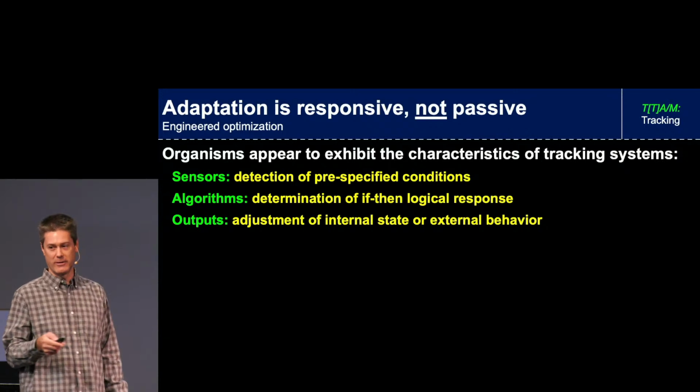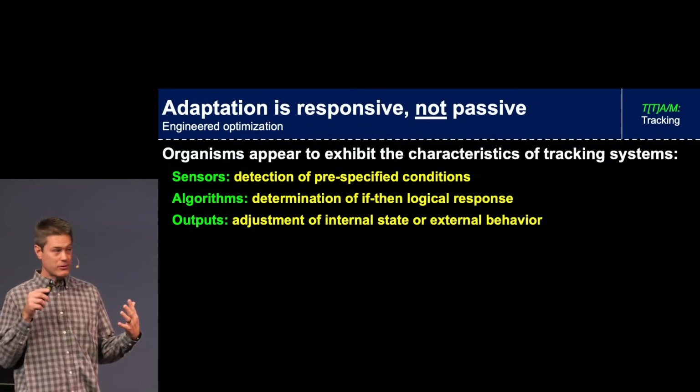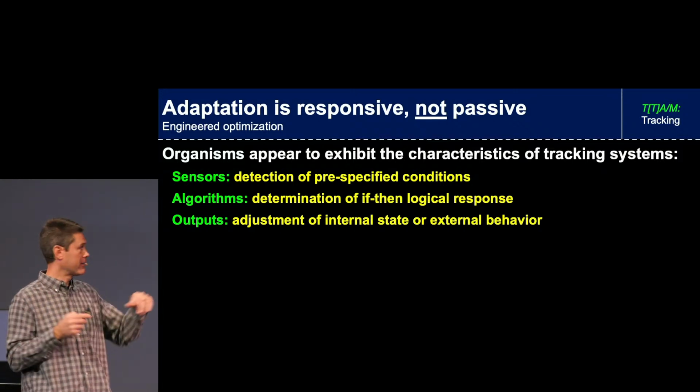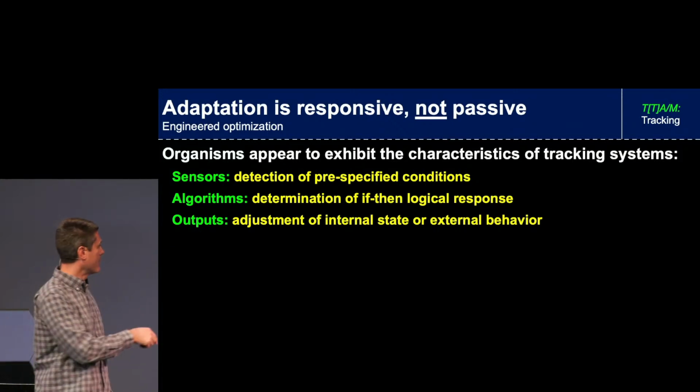They get lots of inputs. They also have outputs, so they adjust an internal state or an external behavior based on them sensing and having logic about what to do about it. So that's a tracking system. Well, of course, remember Darwin's finches.